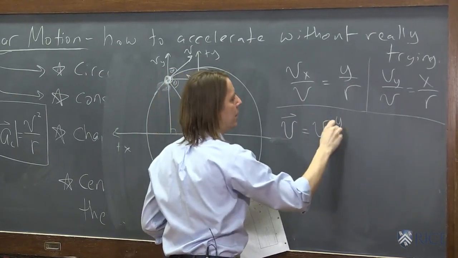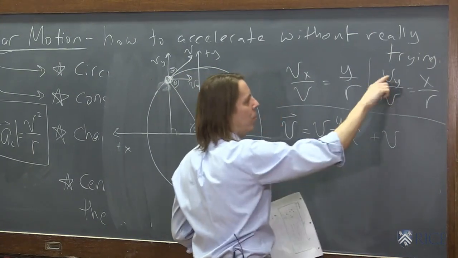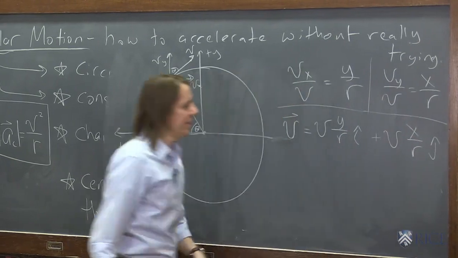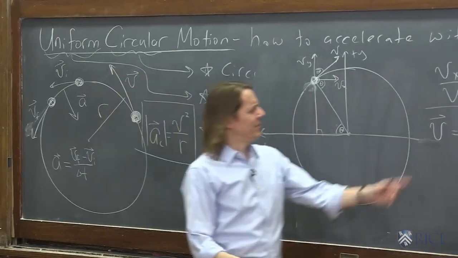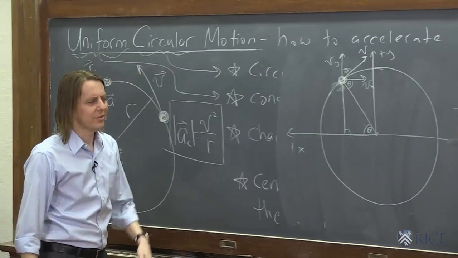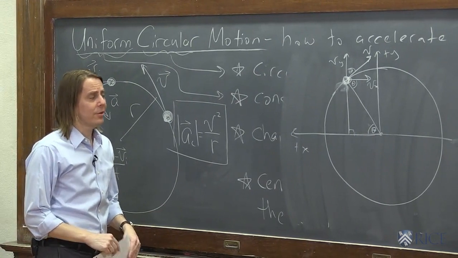The speed times y over r, i hat, plus the y component is v times x over r, j hat. And you say, wait a minute, the x component depends on y and y depends on x? Yes, because it's moving in a circle. This isn't some silly straight line motion. This is now complicated. Okay, so what is acceleration?